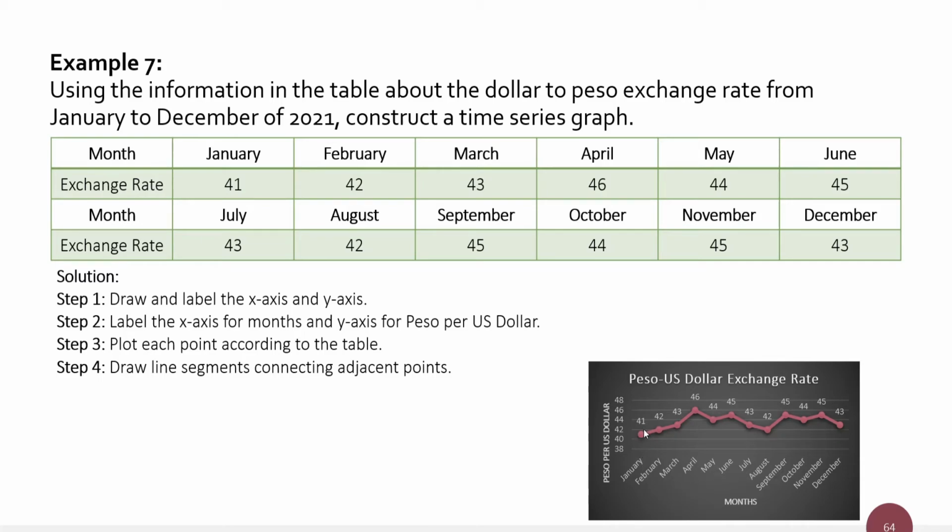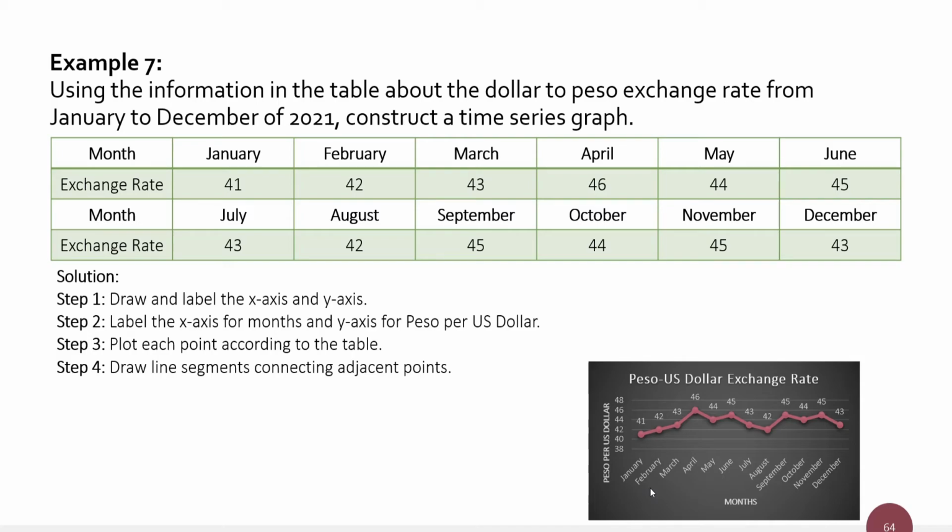Then, kapag na-plot natin ang mga points, saka natin pag-connect-connectahin yung bawat adjacent points. Then, makakapag-create na tayo ng ating time series graph. Kaya siya tinawag na time series graph is yung ma-determine natin kung ano ba yung trend ng ating dataset.